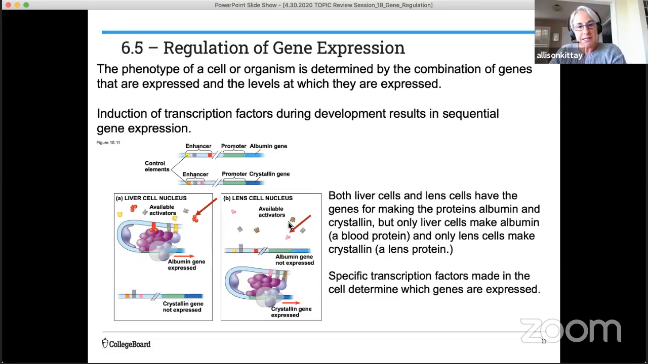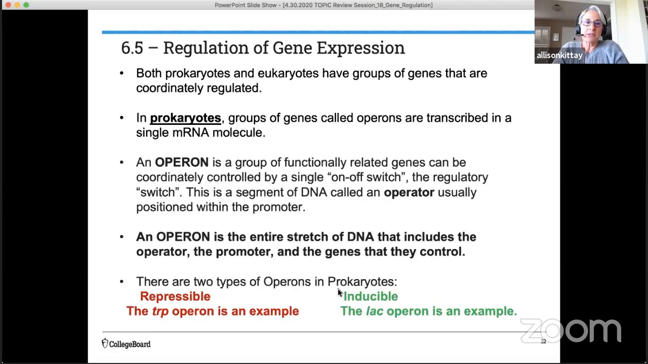In the lens cell, there are different activators that are available, and these are color-coded pink, gray, and brown, and you can see that they're going to get activated. That's going to allow the RNA polymerase to transcribe the crystalline gene, but not the albumin gene. So that explains why you get different proteins expressed in different types of cells, even though the genes are present in both.